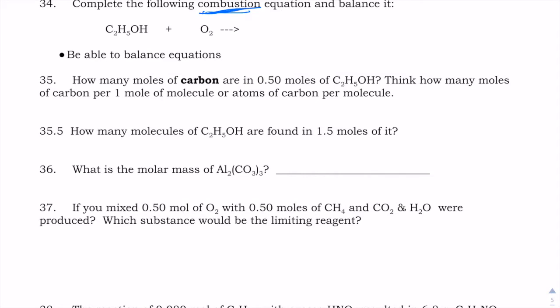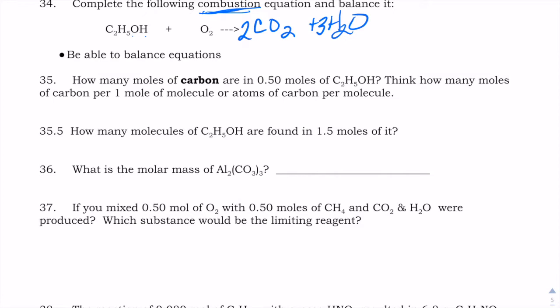What are the products of combustion? Well, the products are carbon dioxide and water. Now we need to balance this. We have 2 carbons here, so I'm going to put a 2 there. I have 5 plus 1, 6 hydrogens, so I'm going to put a 3 here. I have 1 oxygen here, 2 there, but this one we can change easily.